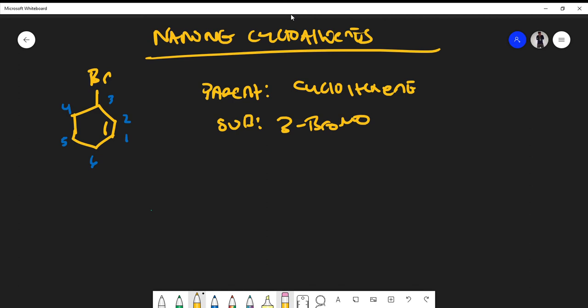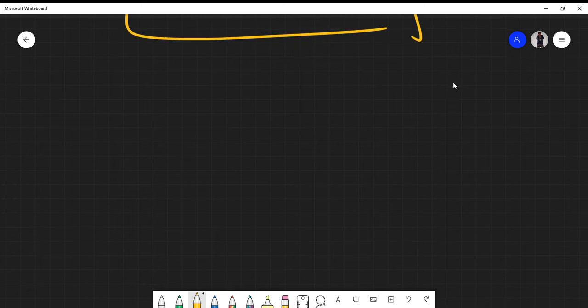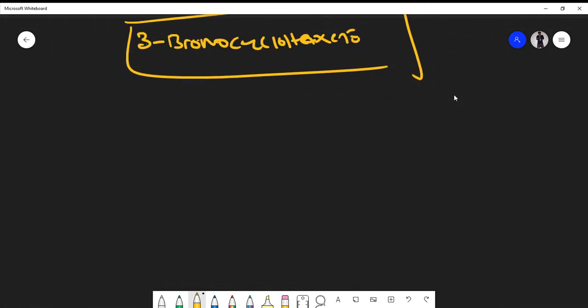So if you put this together, then we have a 3-bromocyclohexene. This is a terrible way to write hexene, but you get the idea. So pretty nice and simple. Let's go to something more difficult.